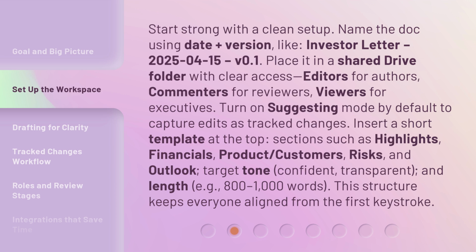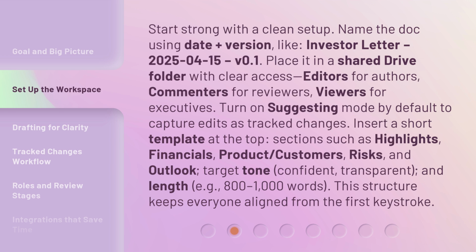Start strong with a clean setup. Name the doc using date plus version, like Investor Letter, the 15th of April 2025 v0.1. Place it in a shared drive folder with clear access. Editors for authors, commenters for reviewers, viewers for executives. Turn on suggesting mode by default to capture edits as tracked changes.